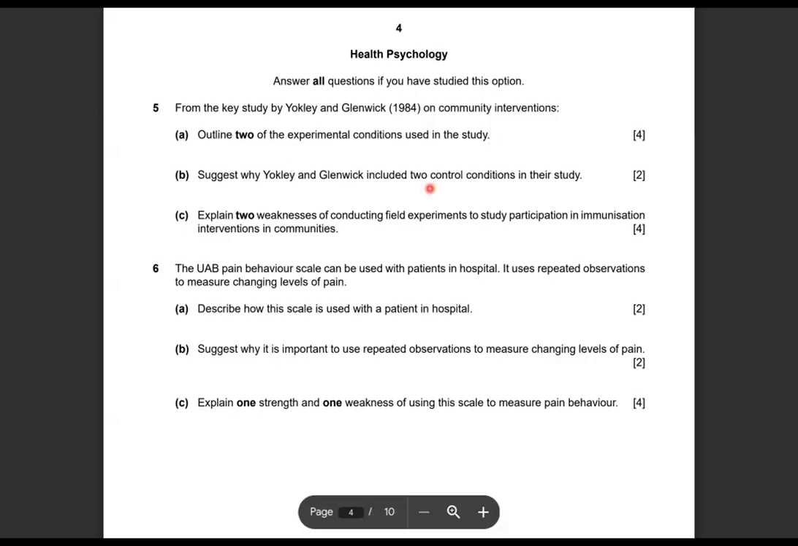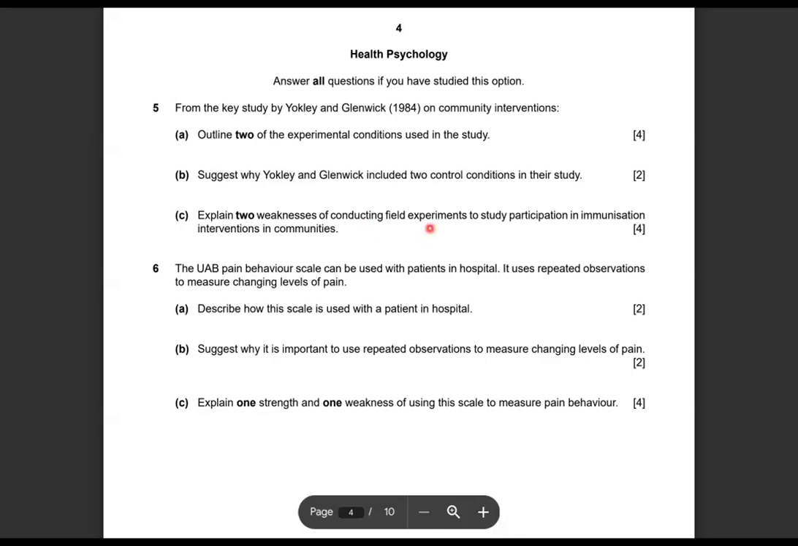Suggest why Yockley and Glenwick included 2 control conditions in their study. So you can talk about the purpose of having a control group. It acts as a baseline for us to compare the results of the experimental group with, to see if there is any change. It's because of the IV, which obviously adds to the validity. And then you can even mention the specific control groups that we used in the study. There was a telephone contact group, and then there was a no contact control group.